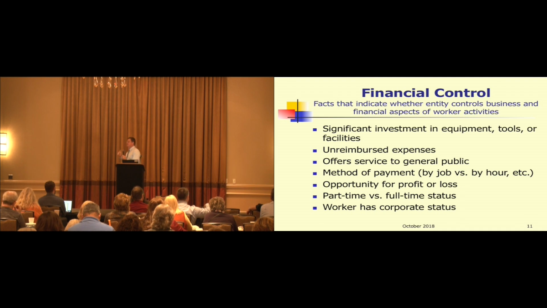So what happens? She did not have any financial investment. She didn't have an ability to realize a profit or incur a loss. So the financial controls were with the government entity. Besides that, the government entity is the one that set the pay. If I'm an independent contractor, I'll tell you what I'll work for. You can either agree to that or not. We'll sign a contract. Here, they just said, this is how much we're going to pay you.